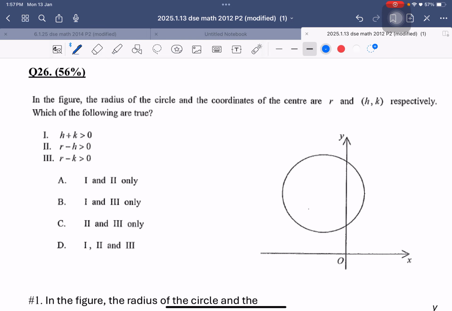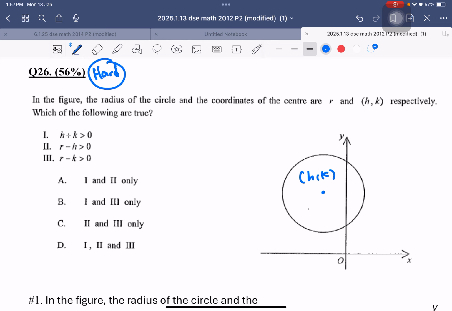So let's think about this question. Even though this is 56%, it's actually a kind of hard question for our students to do, but we can still think about it. The radius of the circle and the coordinates of the center are r and (h, k). Do we have a center in the diagram right now? No, so the center must be here. So the center is (h, k).